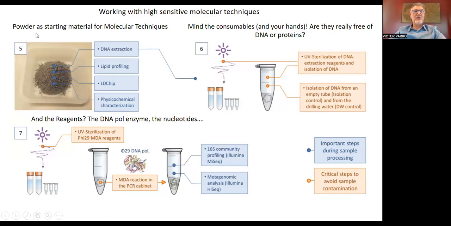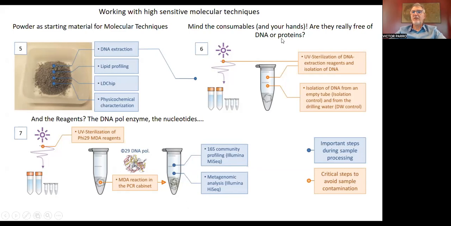A further important step for molecular analysis: once we obtain this homogeneous powder, we distribute it into different aliquots for DNA extraction, for lipid profiling, for immunoassay, for whatever. The point here is that we have to be very careful with our consumables, with our tubes, with our hands, or whatever we can have around in the laboratory, because we have to be sure that all tubes are really DNA and protein free.